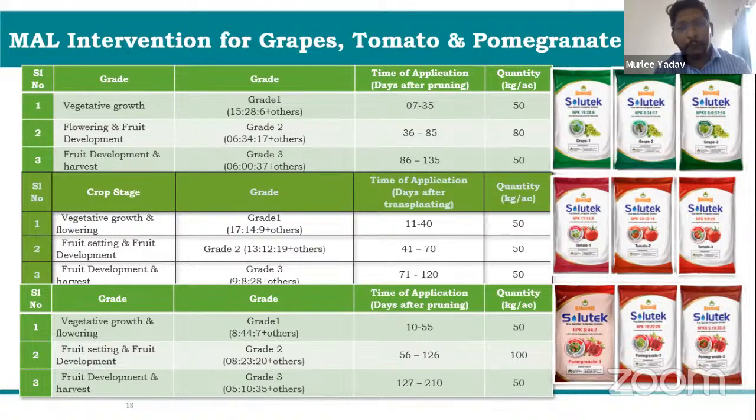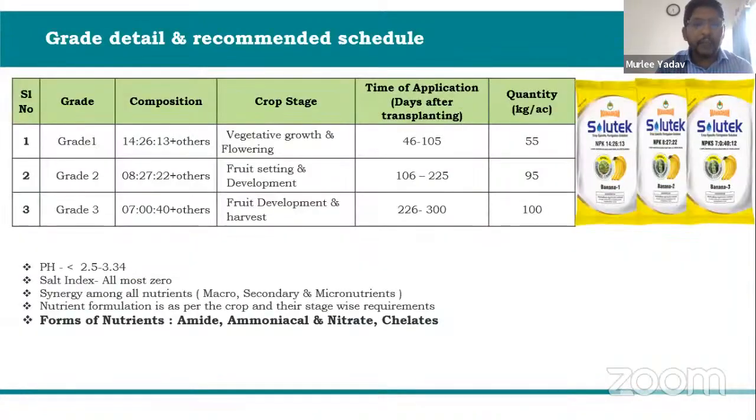So accordingly, we have developed for grapes, for tomato, for pomegranate, and for banana. We have defined everything, and we are not recommending so many products because all the nutrients are in each grade. So that is catering to all the requirements of that crop for the particular stage. We have defined the nutrient ratio, the quantity of that grade, the number of applications, and the interval between two applications.